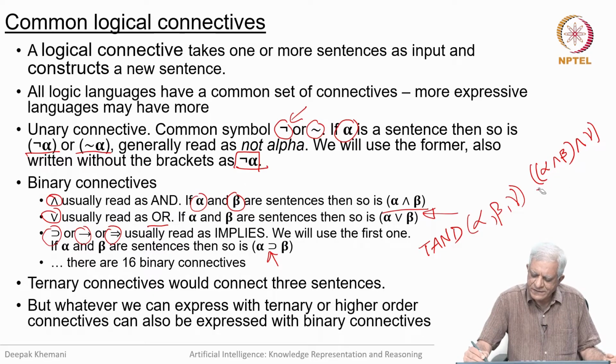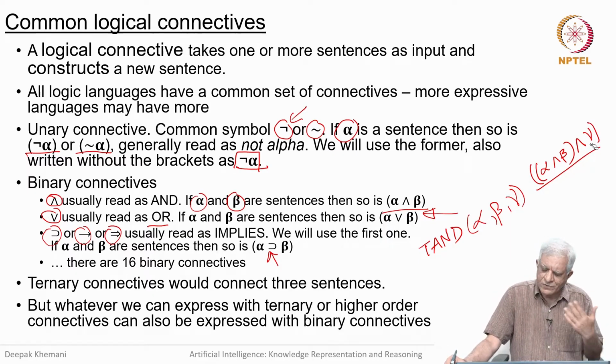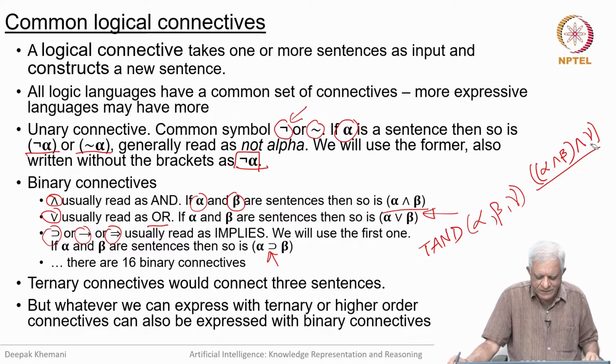So, I can construct this AND of 3 things. The moon is round, the moon is beautiful, the earth is round and the sun is shining. I can say all these 3 things and put them together using the binary connective. So, basically we do not need higher order connectives, which is a bit of a relief, and we can have logics that work only with unary and binary connectives.